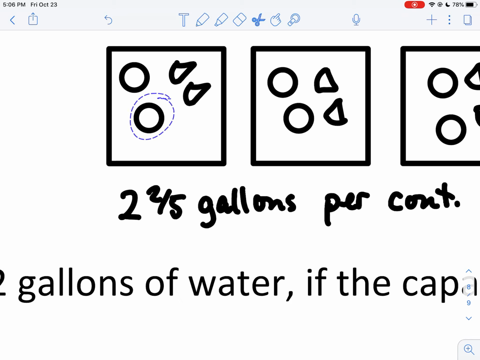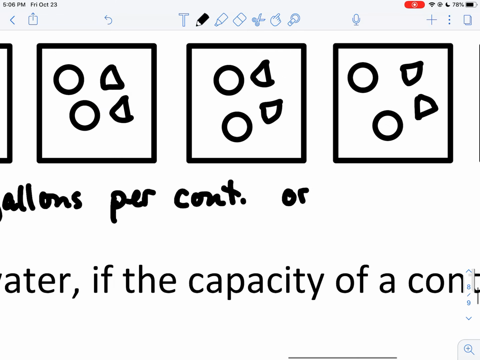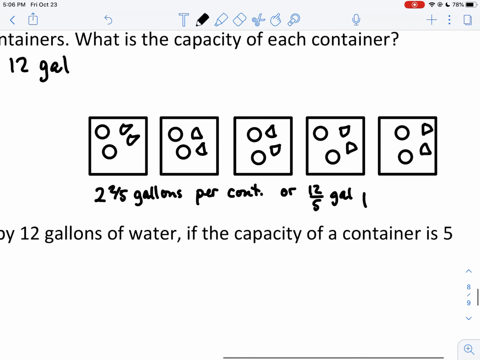Each of these whole circles here, that's 5/5. There's 5 more fifths, that's 10/5, plus 2 more fifths, that's 12/5. Or you can write that as 12/5 gallons per container.